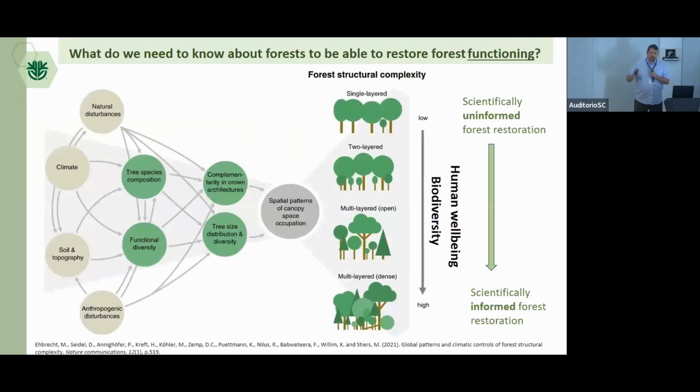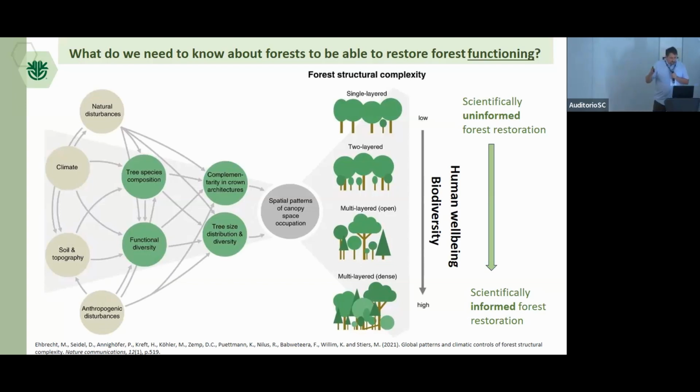So I was looking a little bit into the literature. What are the frameworks around? And when you look at the column in the middle here, you can see what I mean with structural complexity. So we know there are single-layered forests, there can be multi-layered forests, either open or dense. Now, single-layered forests are natural in some parts of the world, but when we talk about humid tropical forests, we are really talking about multi-layered open or dense forests. And so how can we achieve that kind of multi-layered canopy by planting? So this is the real question here.